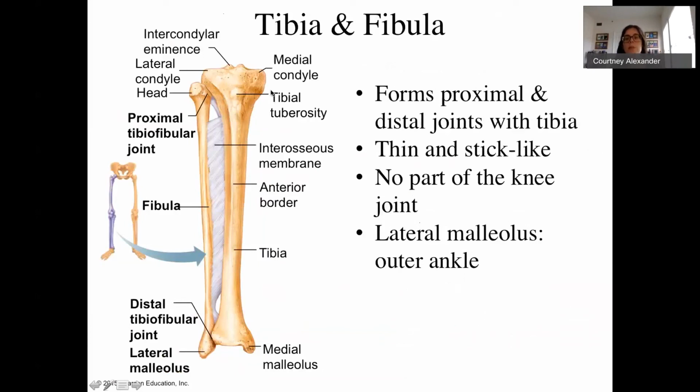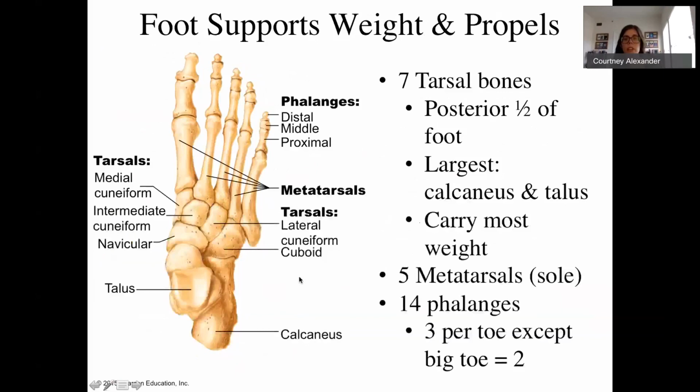Now, the tibia and the fibula form proximal and distal joints, similar to the bones of the forearm. The fibula is the more thin and stick-like bone. It's not a part of the knee joint at all, but it does have a lateral malleolus that forms the outer ankle. Looking at our foot, the foot supports our weight and helps propel us forward, and it's set up very similarly to our hands.